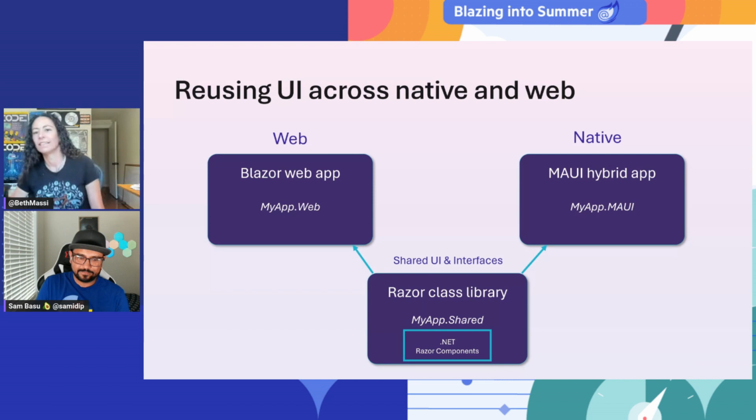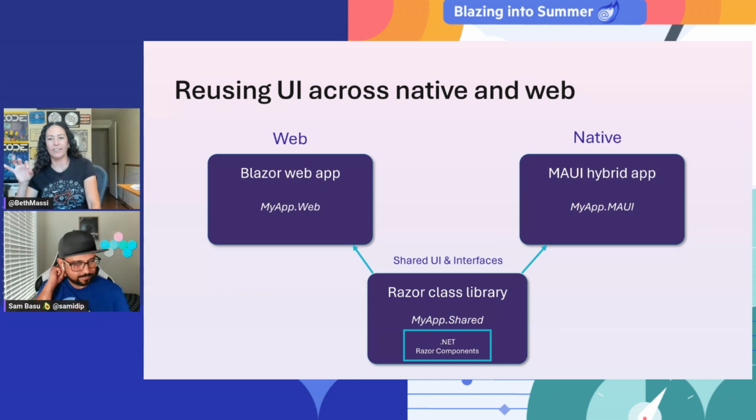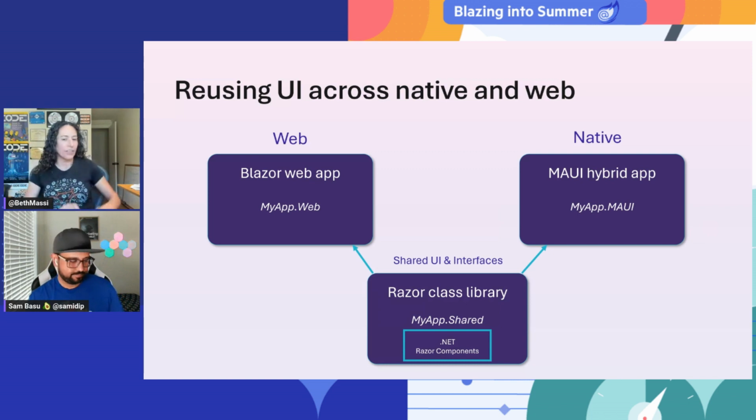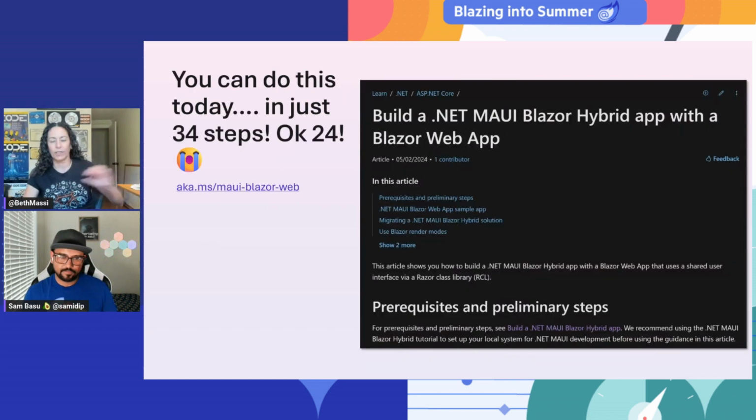Okay, so how do we reuse UI across our native and web today? Sam was showing you this in the Solution Explorer, but here's a simple diagram of how we would do this. Your shared UI and interfaces go into a Razor class library, and these are components that you then share on the web and on the native apps. It's sort of like a project reference, but there's also a bunch of things you have to hook up.